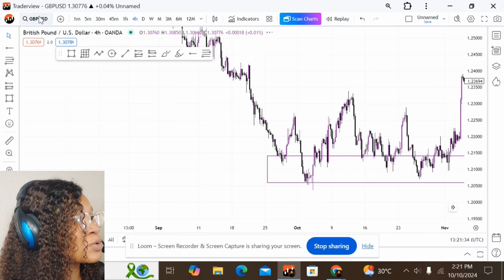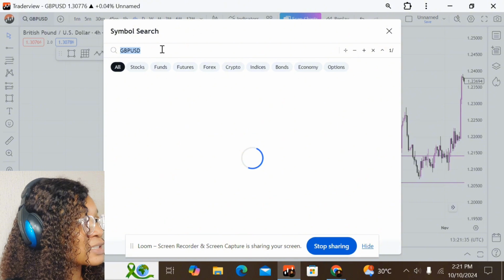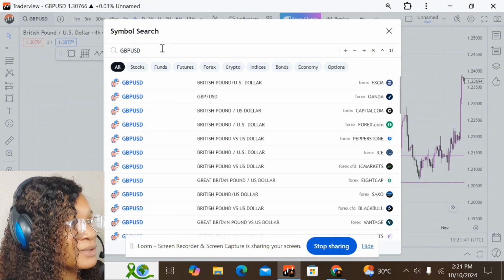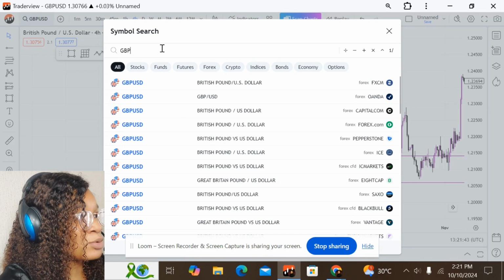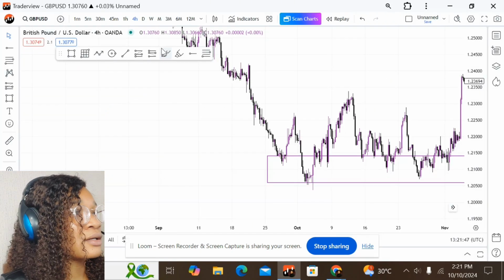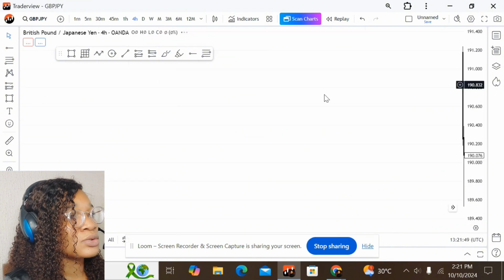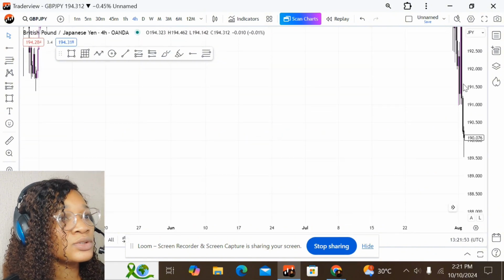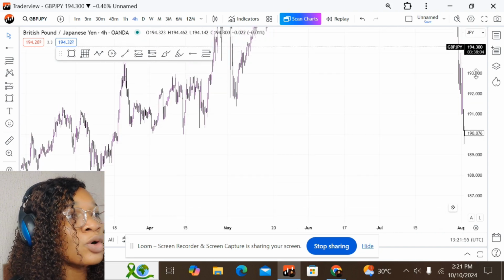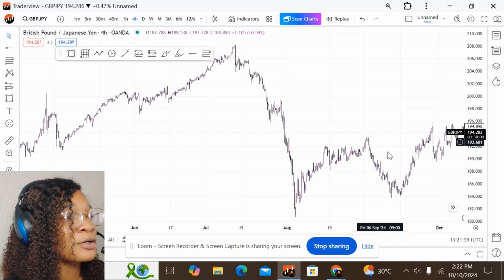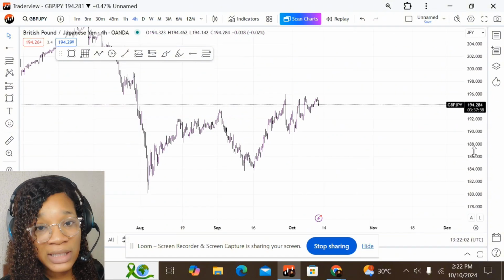Even if, let's go to another pair. This we just finished with GBP USD. Let me just quickly look for GBP JPY. Okay, so you're also going to be seeing, like I said, it happens on all pairs. You find resistance and support levels on all pairs. You find it on all time frames, right?